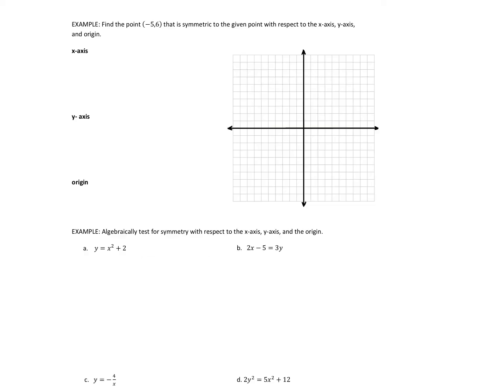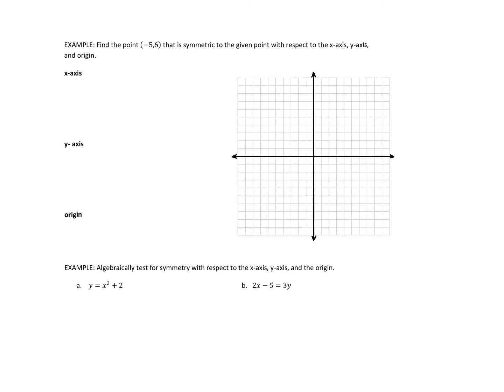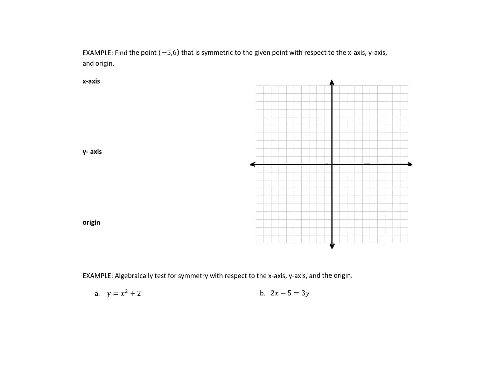Okay, let's look at a couple of things. One, let's just talk about an ordered pair, (-5, 6). So we're going to assume a standard scale. 1, 2, 3, 4, 5, and then up 6. Our point is right here, so (-5, 6).